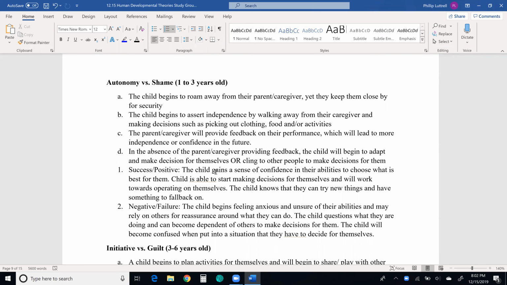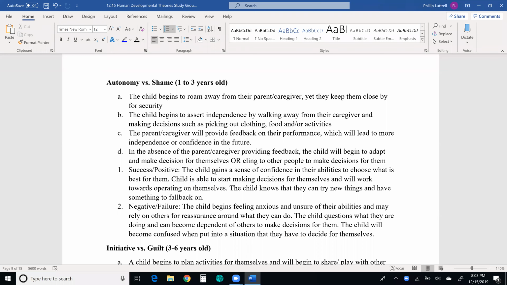So in the absence of the parent or caregiver providing feedback, the child will begin to adapt and make decisions for themselves or cling to other people to make decisions for them, which could then lead them down a negative path if the decisions that the people that are telling them they should do are not the most positive for them. So if someone is given the autonomy or freedom to go about and given the choices and receive positive feedback based on what they're doing, they're going to have less shame.